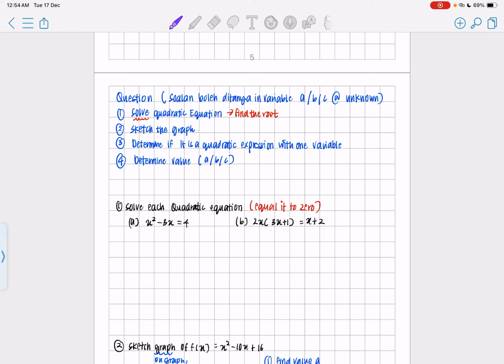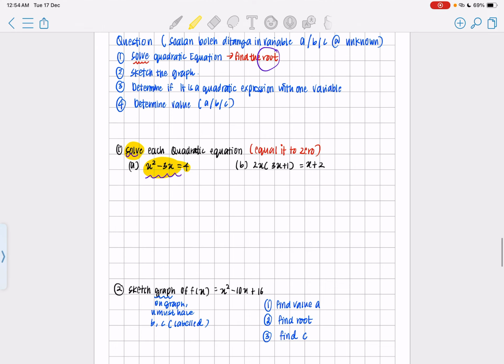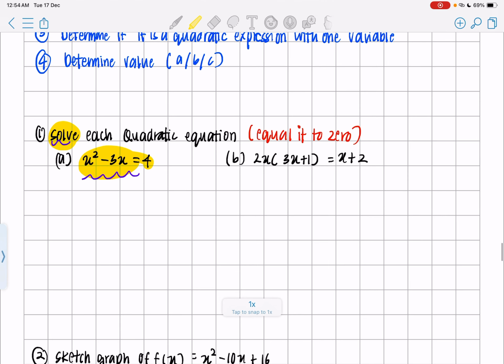Okay, bila you jumpa soalan macam ni, maknanya dia nak you find the root. Dia bagi you equations and dia kata solve. Okay, this is the keyword. Dulu waktu I belajar maths, I really wanted to know the keyword, sebab kalau tak tahu keyword, kadang-kadang I'm stuck. Alright, untuk the first one, it's quite simple actually.